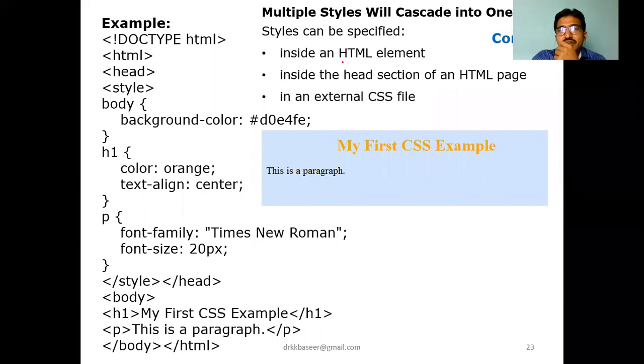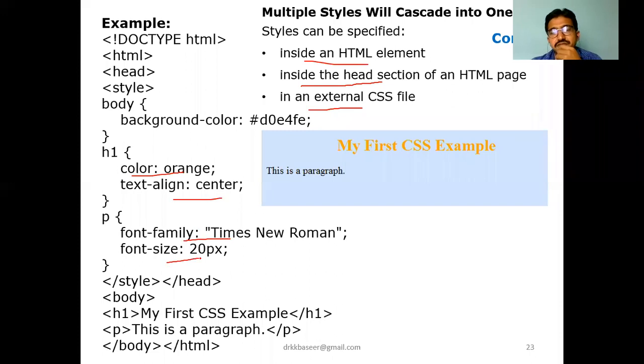Inside an HTML element, you can use inline. Inside the head section, you are using internal. In an external CSS, you can use external styles. Okay, this is one example for your better understanding. Now here you can also use multiple declarations. In H1, color is orange, text align is center. In paragraph, font family is Times New Roman, font size is 20 pixels.